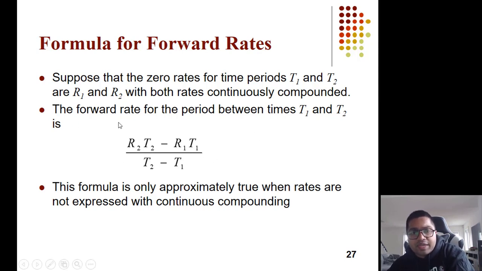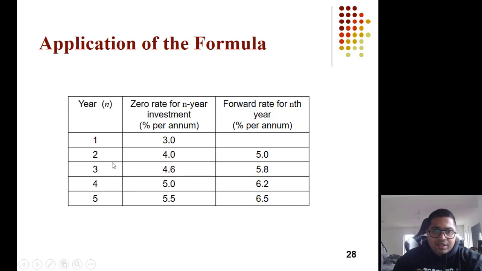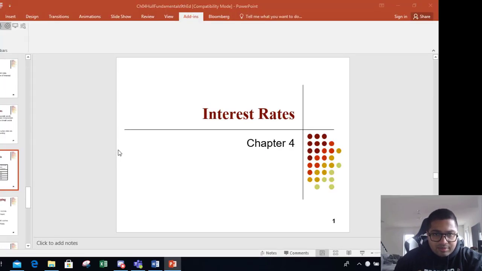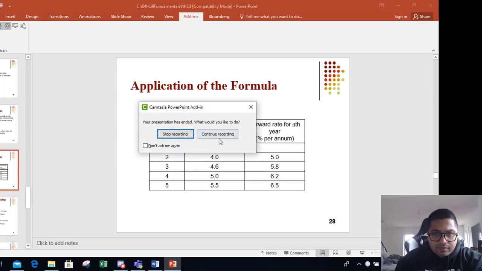Now this formula is important. Sometimes you have to calculate forward rates. Forward rates can be calculated from zero rates. So the formula is: forward rate for time period 1 equals zero rate at time period 2 into the time period given, minus zero rate in the previous time period into the previous time, divided by T2 minus T1. The formula is only approximately true when rates are not expressed in continuous compounding. So let's try to do this so that you understand, because it is important for exam.